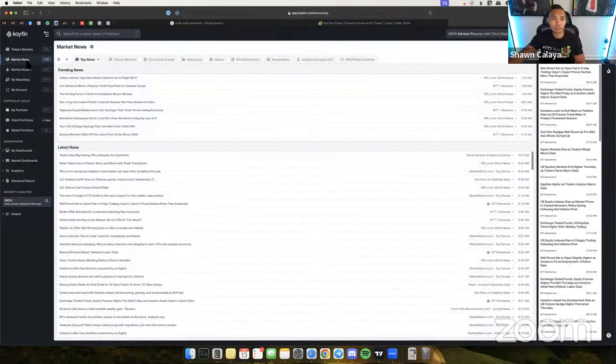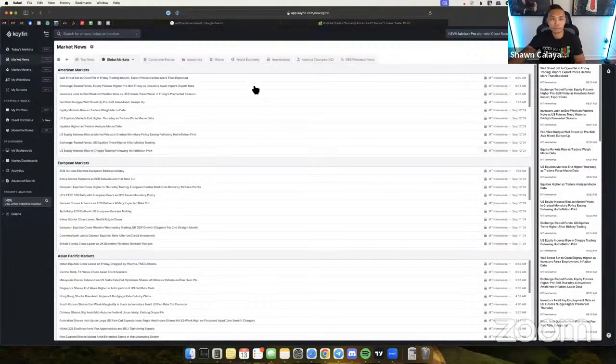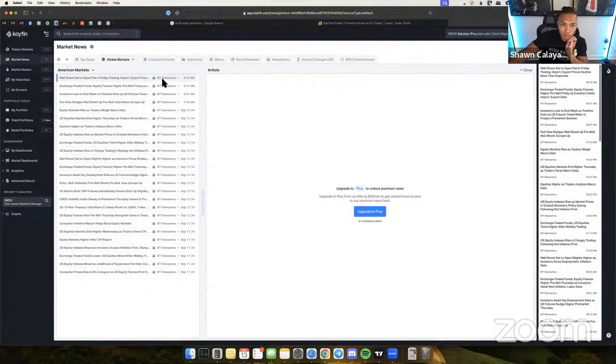So I go to market news. Basically, what I do is I go to global markets. I look at the American markets right here. I'll pretty much pull up all the news from the previous day or whatever is recent. Right now, I have to upgrade it, but I have different accounts that I use because you can just do a free trial.